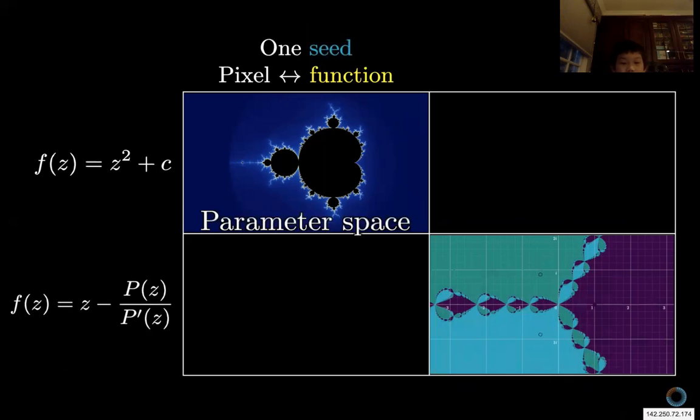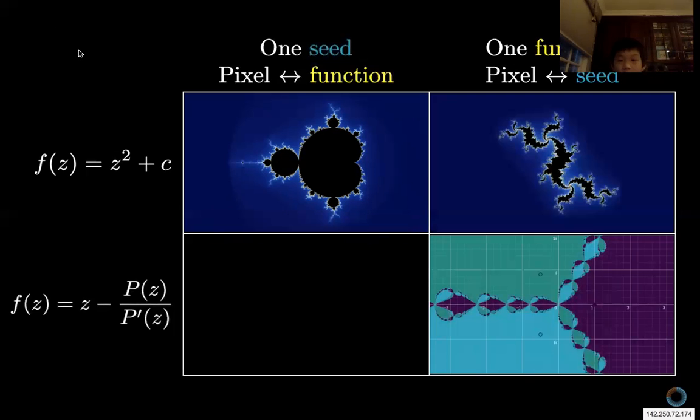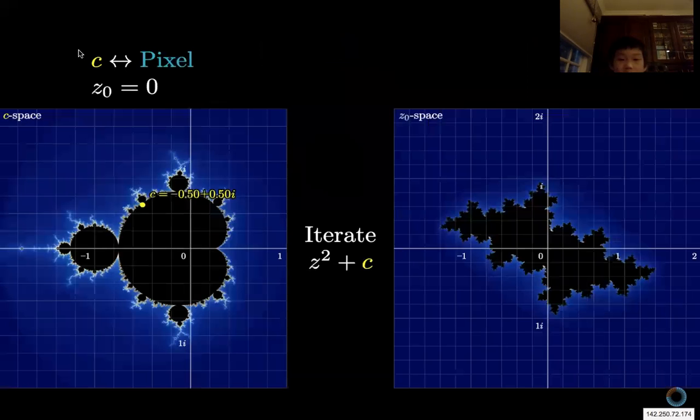But with Newton's fractal, we have a single unchanging function, but what we associate with each pixel is a different seed value for the process. Of course, we could play the same game with the map z squared plus c. We could fix c at some constant, and then let the pixels represent the different possible initial values, z naught.